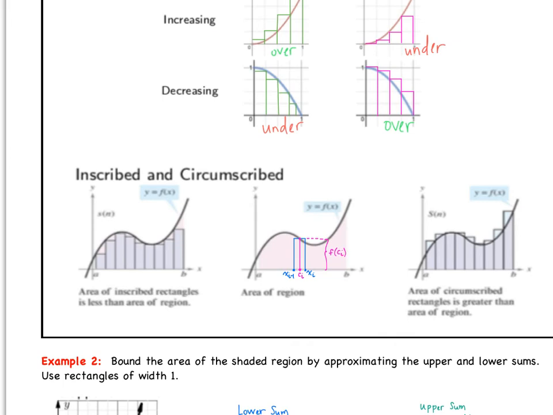This next example, we want to bound the area of the shaded region by approximating the upper and lower sums using rectangles of width 1. So what I want you to do is draw rectangles that would represent the lower sum. Then draw rectangles that would represent the upper sum, and then we'll compare.